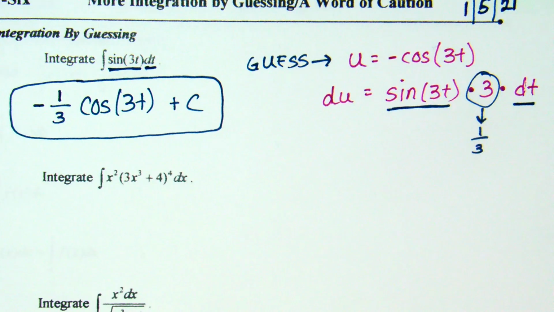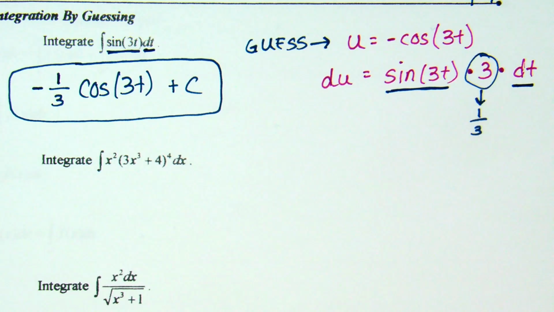Example 2. We are integrating x squared times 3x cubed plus 4 to the 4th dx. I need a guess here.